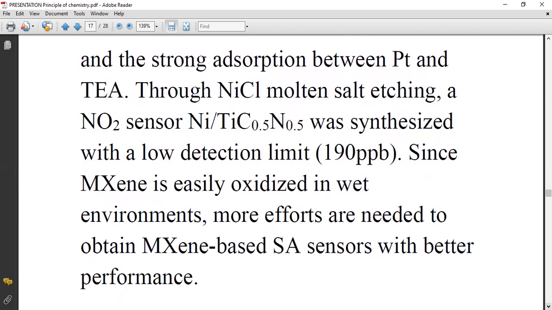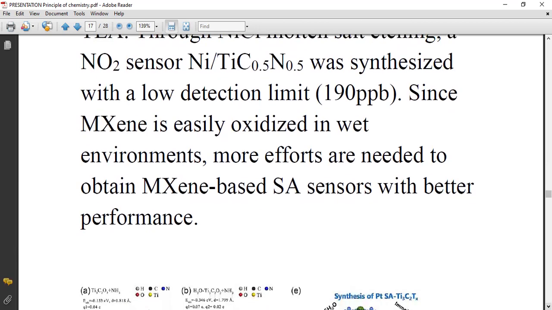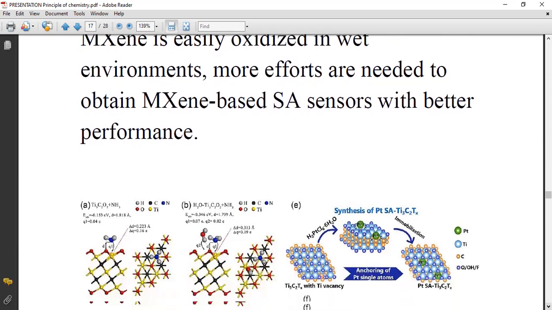Through NaCl molten salt etching, an NO2 sensor was synthesized with a low detection limit. Since MXene is easily oxidized in wet environments, more efforts are needed to obtain MXene-based gas sensors with better performance.